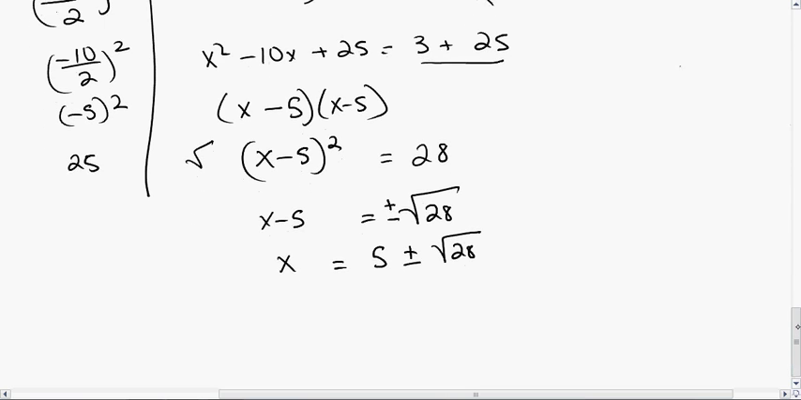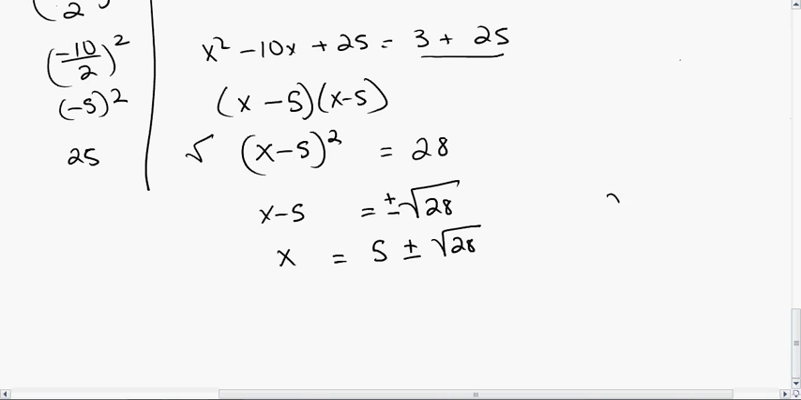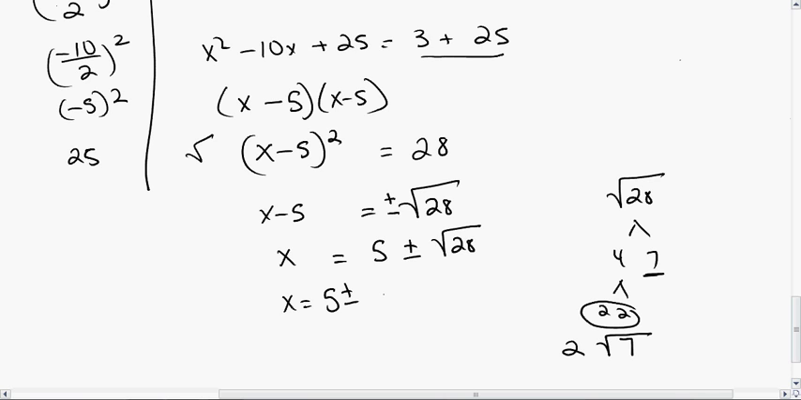One more step, I need to simplify the 28. So the square root of 28, I could split up into 4 times 7. 4 I could split up into 2 times 2. And there's a pair of 2s that I can pull to the outside of my square root. 2 times something. The 7 is what's left over. So the square root of 28 is actually 2 times the square root of 7. So x equals 5 plus or minus 2 times the square root of 7.